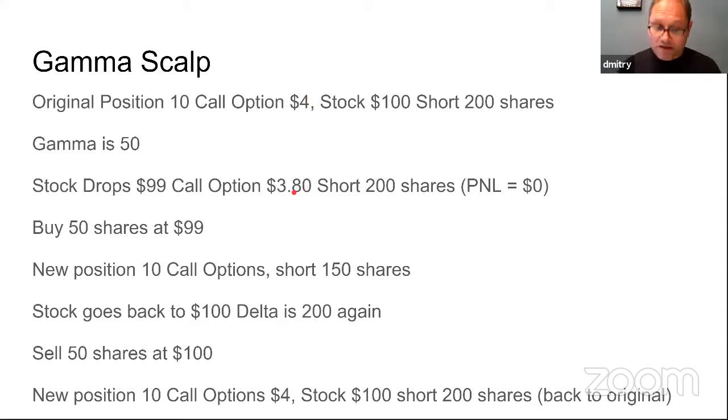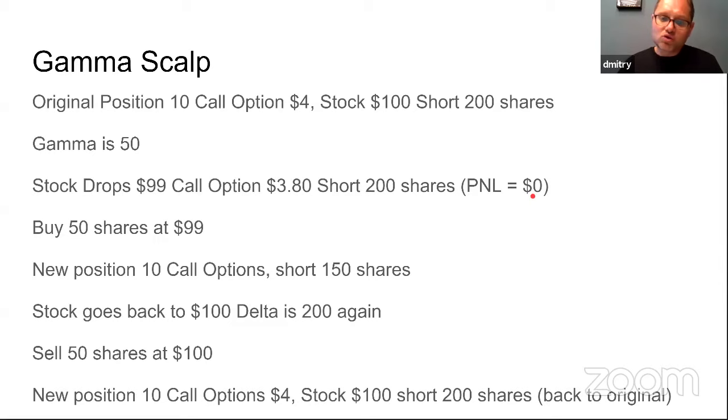So we lost money on that. We lost 20 cents. But at the same time, we're short 200 shares, right? So we made that $200 back. We lost $200 on the option. We made back $200 on our short. Our P&L for that directional move is 0. Both things offset each other, the option and the shares, we're at 0.